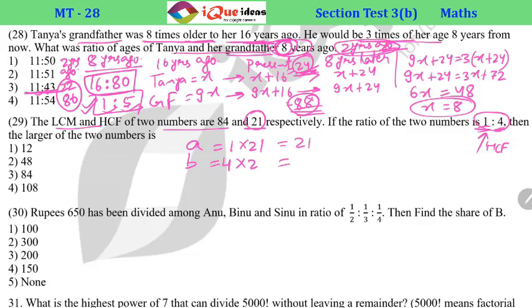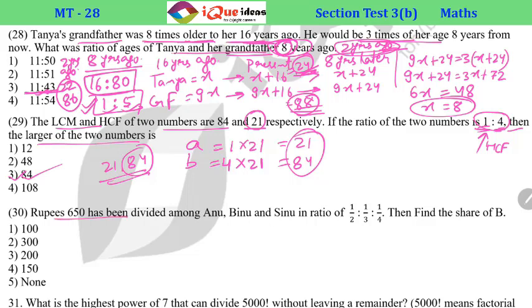So 1 into 21 is 21. 4 into 21 is 84. So the numbers are 21 and 84 themselves. Now the question asks for the larger of them. Obviously the larger one of them is 84. So third option is the correct answer. Alright. Now the next one.